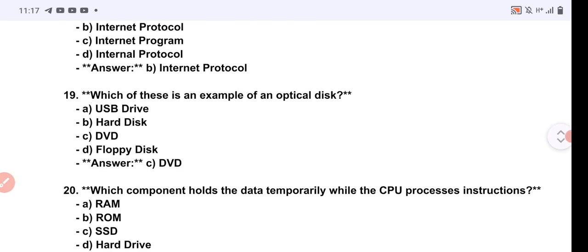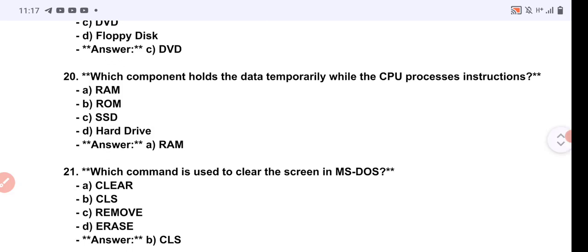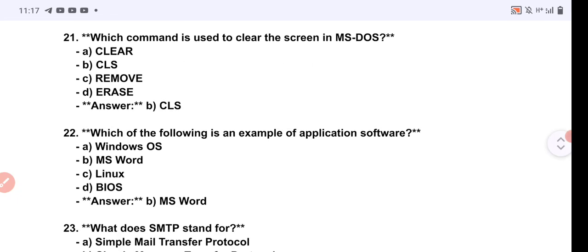Question number 18, what is the full form of IP in networking? Internet Protocol. Question number 19, which of these is an example of an optical disc? DVD is the right answer. Question number 20, which component holds the data temporarily while the CPU processes instructions? RAM is the correct answer. Question number 21, which command is used to clear the screen in MS-DOS? Option B is the correct answer, CLS.